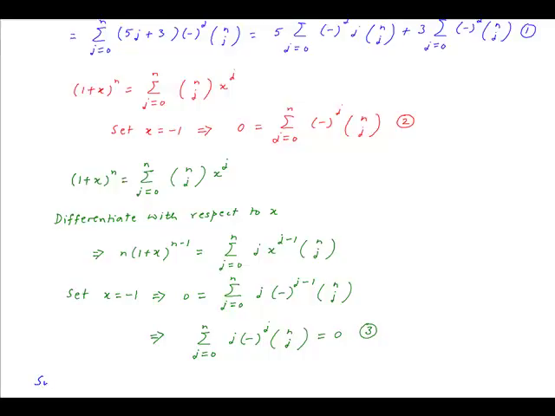So the value of S is found by going back to equation 1 and using results 2 and 3 and substituting them in equation 1. S is equal to 5 times 0 plus 3 times 0 adds up to 0, which is the required result.